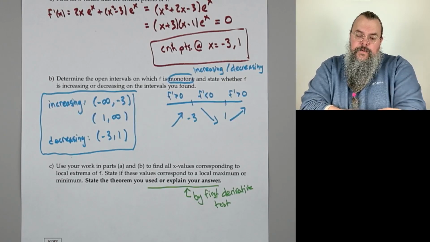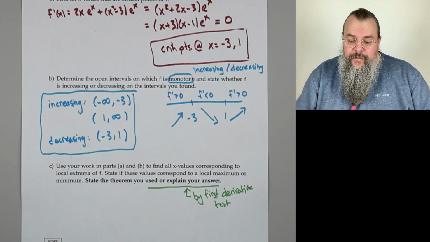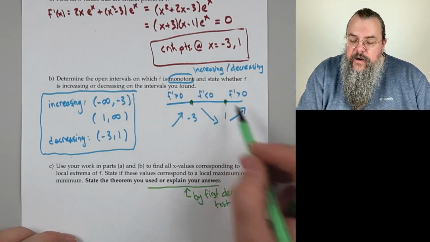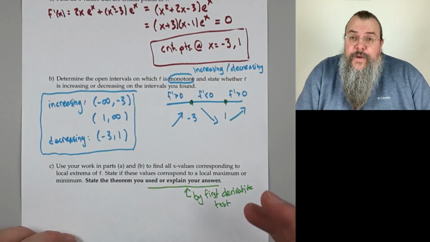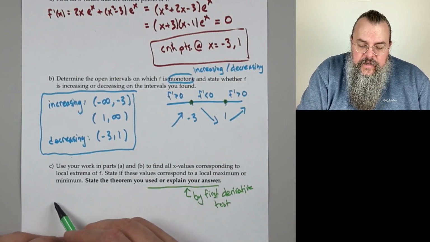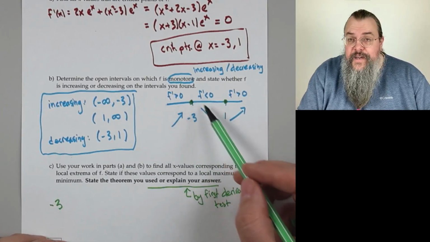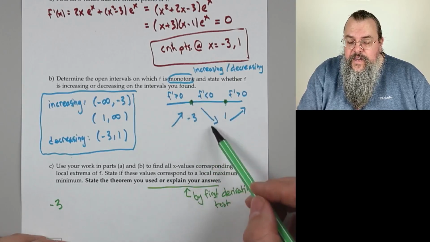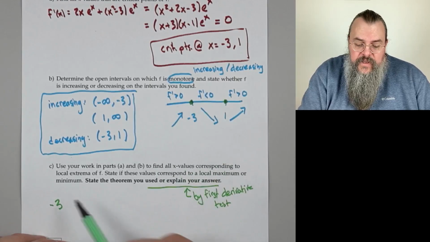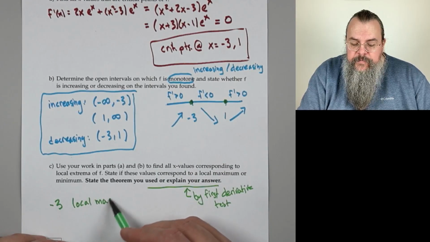So what are we looking for? Well, we're looking for local extrema, classifying critical points. So we look at -3 and 1, they are our critical points. Nowhere else do we have critical points, so nowhere else can we have local extrema. So we see that -3 is what? We're going up, going down. So what does that look like? It looks like -3 is at the top of a hill. So that's a local maximum.